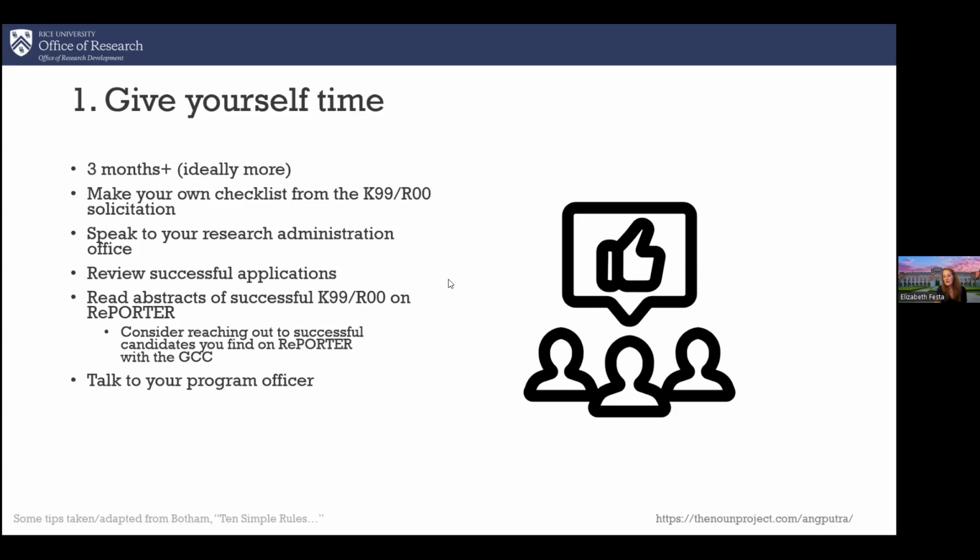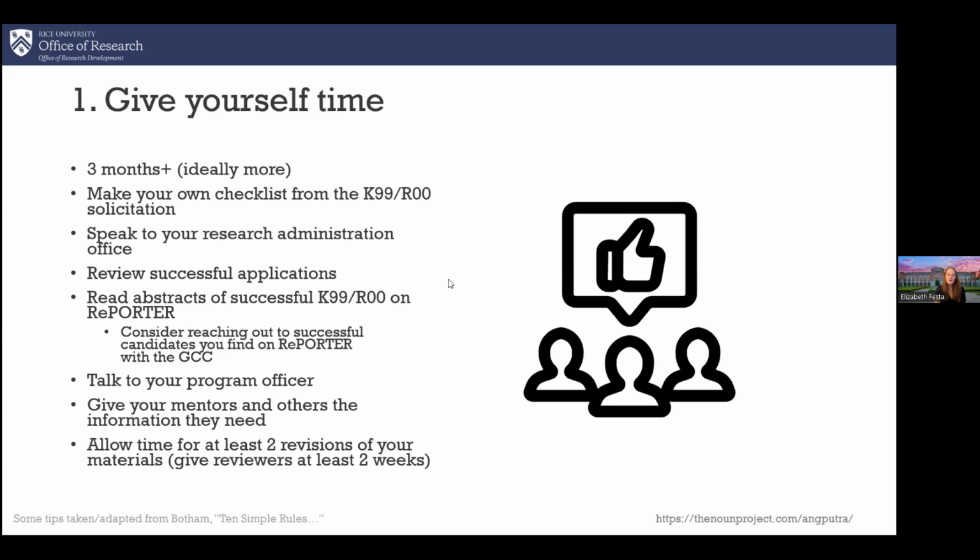I do think it's a great idea to have a conversation with your project officer, and be sure to give your mentors and the other people who are supporting you on this application the information they need. It takes a lot longer to write these letters than you can ever imagine, and they've got a lot going on, so make sure they have the time they need. And if people are willing to look at your full draft and you have time to do that before the deadline, give your reviewers at least 2 weeks. In an ideal world, you'd be able to revise your documents a couple of times at least. Two is kind of a conservative estimate.